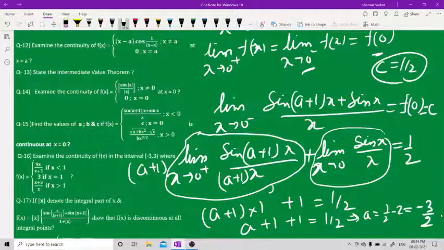So what all have you found? Let us find it out. B we couldn't find. We could not find B. We found C and A.